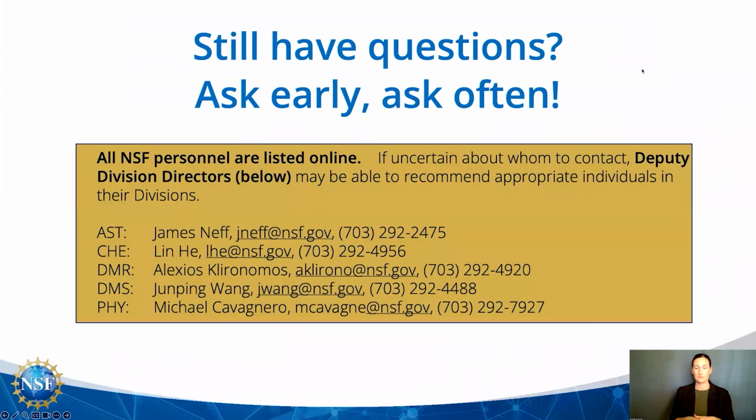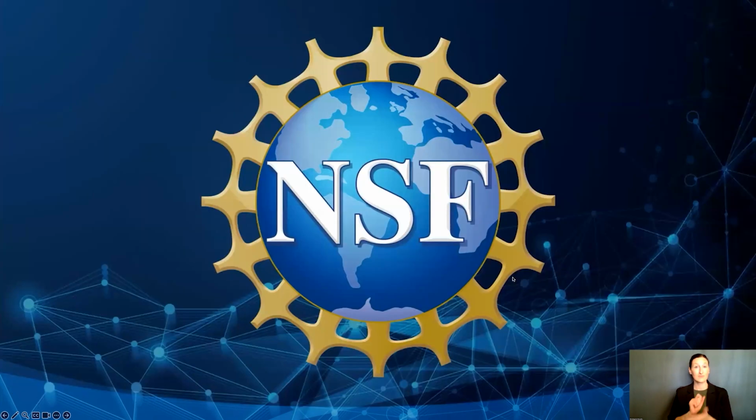The last slide: still have questions? Ask early, ask often. For questions that don't get answered now, the natural point of contact for any directorate, for any division, is the deputy division director. They may or may not answer an email directly, but they will respond to every email in one way or another, which could be forwarding it somewhere else. So these are the division contacts across the MPS Directorate. That's it.